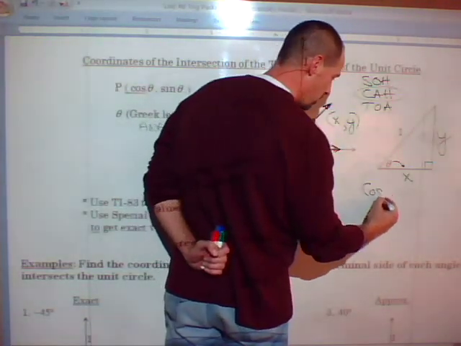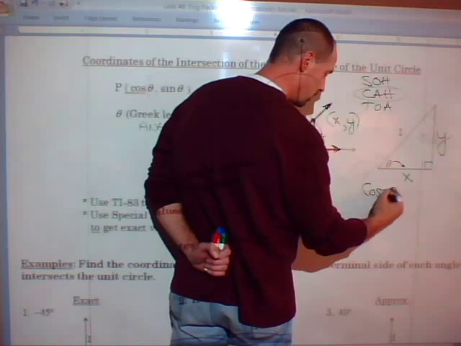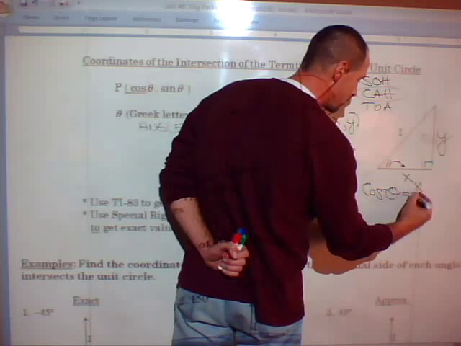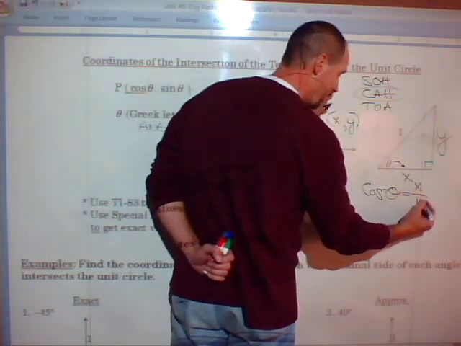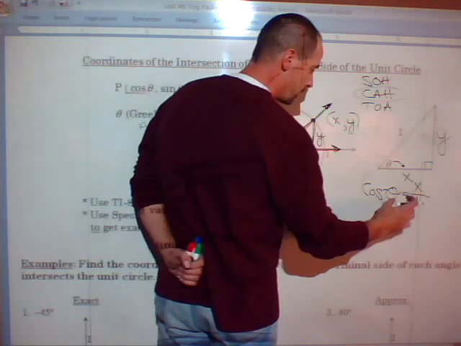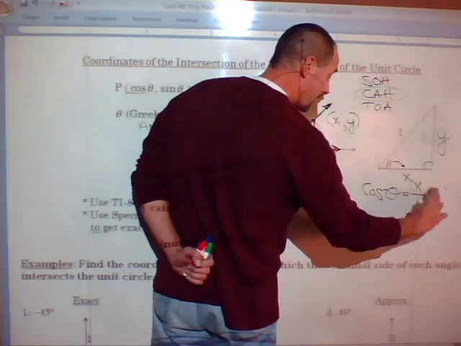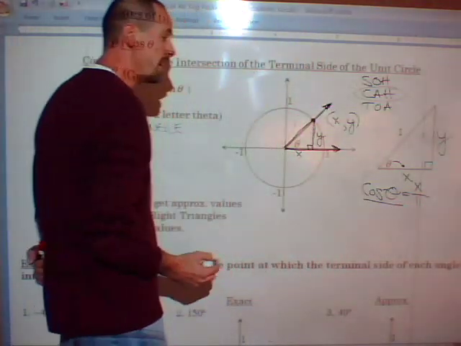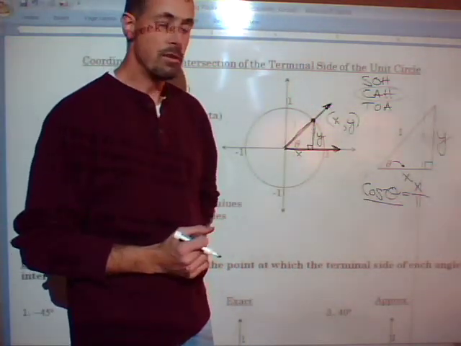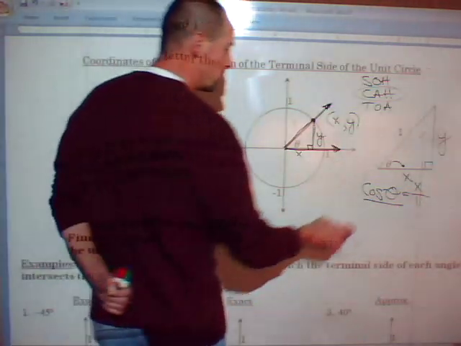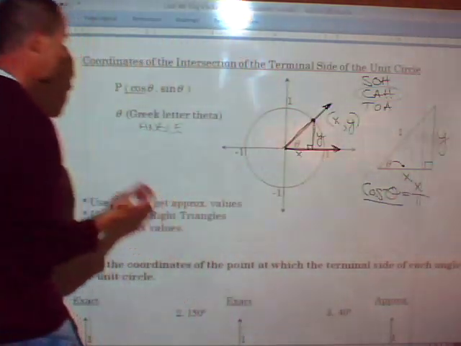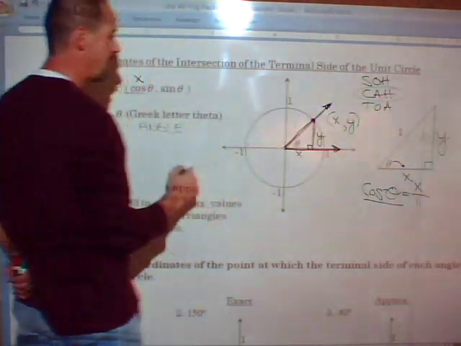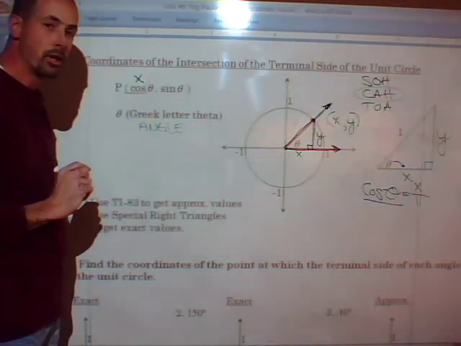So let's write this. Cosine of your angle, which is theta, equals adjacent, which is x, over your hypotenuse, which is 1. Okay. So this actually means that x, because x over 1 is just x, equals whatever the cosine of theta is. And our calculator is actually going to give us those values. So the cosine of theta is equal to x. So cosine of theta is your x value. So this x value of that point is represented by your cosine.